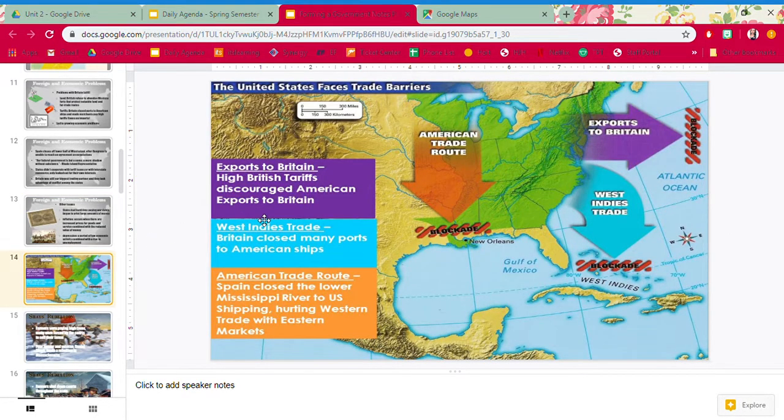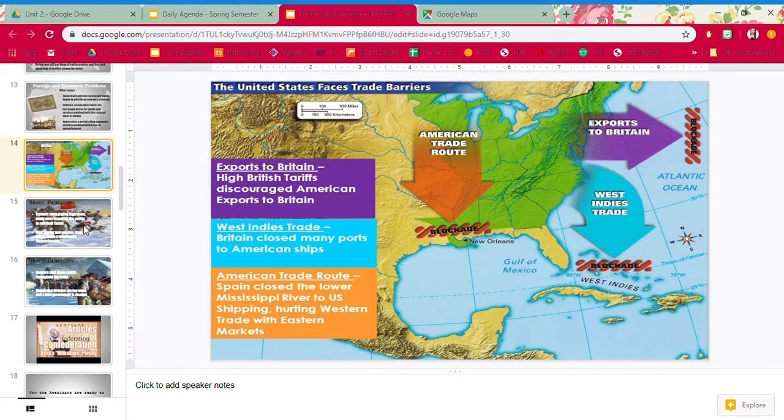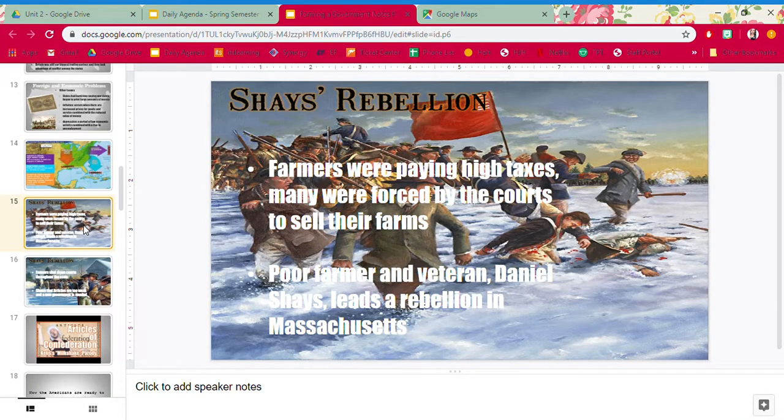Okay, so this map is showing what's going on, right? Our trade route on the Mississippi is being blockaded by the Spanish. We're trying to trade goods with Britain, but they're blocking us, right, or taxing us heavily. And if we want to trade down here to the Caribbean area also, a lot of British ports are here, a lot of British soldiers are stationed here, and they're not letting us trade there as well. Rough. And then we get to Shays' Rebellion.